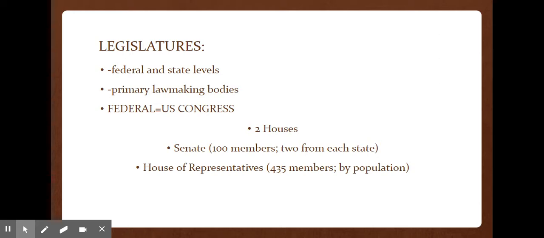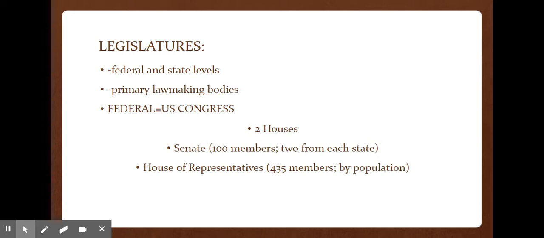Now, the makeup of our Congress comes from arguments between the big states and the small states over the ratification of the Constitution. The smaller states wanted equal representation, actually in both houses. The bigger states, of course, wanted representation based on population in both houses. So we compromised. In fact, this is called the Great Compromise.